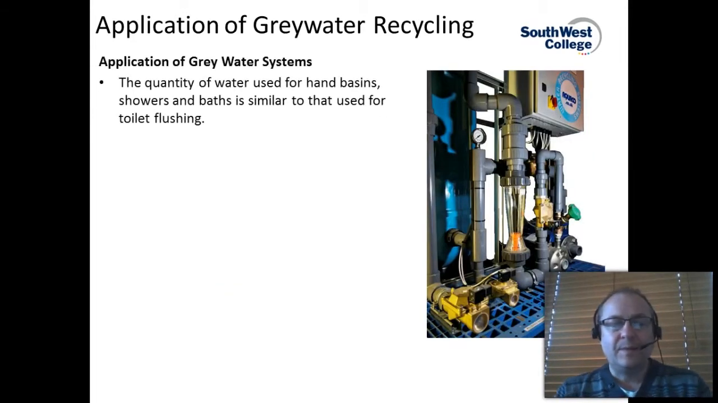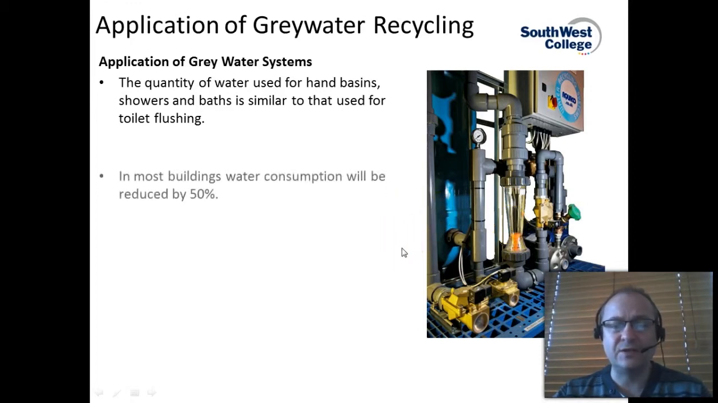So let's have a look in a little bit more detail at greywater systems. The quantity of water that's used for hand basins in a house or a commercial application tends to be similar in volume to that required for flushing the toilets. So a greywater recycling system is a good match in that its supply water, being from the showers and baths and hand basins, is approximately equivalent to the amount of water that's needed to flush a toilet.